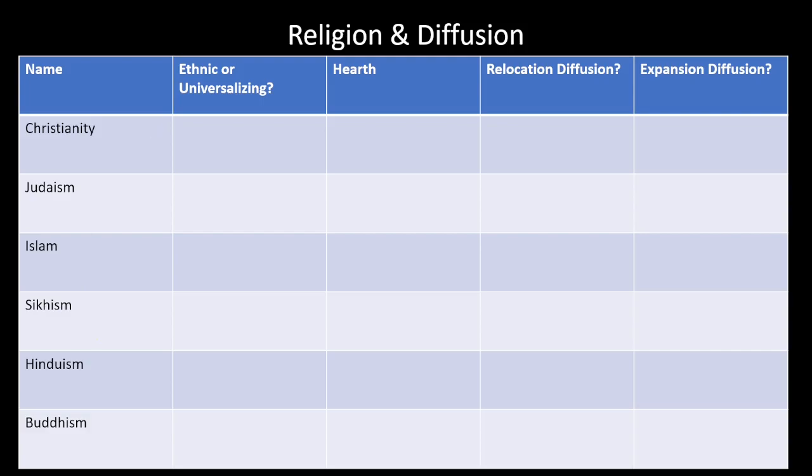So let's start with Christianity. I'm going to switch my colors. Let's do purple. I think that's cool. So is Christianity ethnic or universalizing? What does that mean, actually? I'm throwing a lot of words at you, and I'm not really presenting the definition. So I'll say what the definition is.